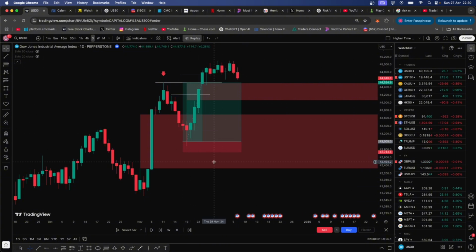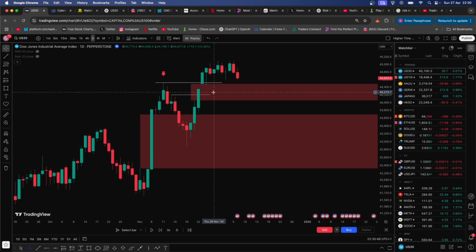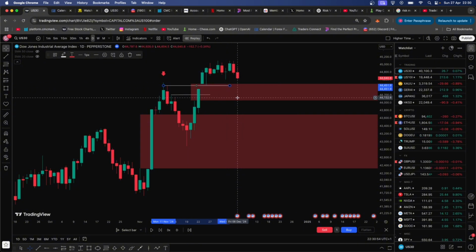Okay, so we have a market structure shift here. The first place I'd be looking out for is a fair value gap. So where can I identify the fair value gap to be in? I can see a fair value gap right here. I can also see a spike on the market, but because it's within our fair value gap, we're already targeting the fair value gap. So we need to watch out for this level.